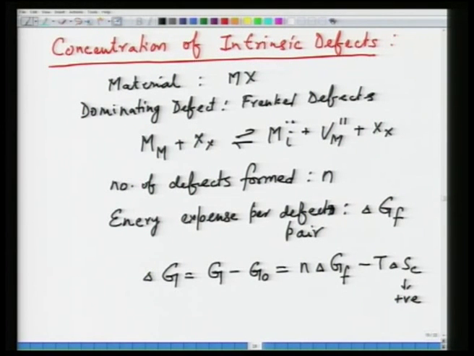Now, we plot this delta G with respect to n. Why are we going to do this? Because we want to find out the equilibrium concentration. Equilibrium concentration will be achieved when this free energy change is minimum. You can keep forming defects. Let us say you form n1 defects, n2 defects, n3 defects, n4 defects, etc. Now, all these concentrations are not going to be stable. Only one particular concentration is going to be stable, at which delta G is going to be minimum.